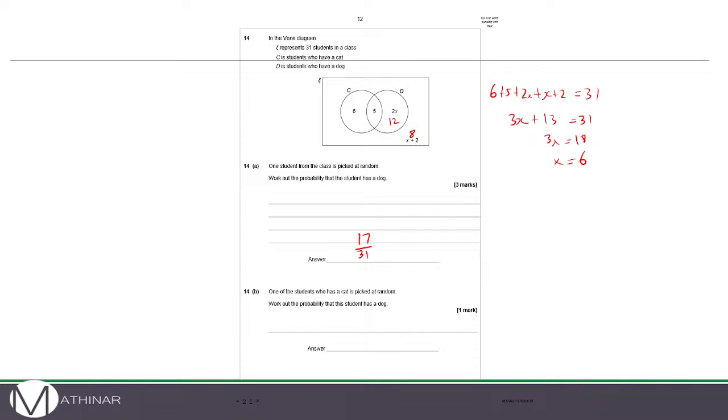One of the students who has a cat is picked at random. That means that one of these students is picked. Now, before reading any further, I know that the answer to this question has to be out of the total number of people who own a cat, which is 6 add 5, 11. So it's going to be something out of 11. Work out the probability that the student has a dog. So how many of the people in this red circle have a dog? 5. So the answer is 5 out of 11.